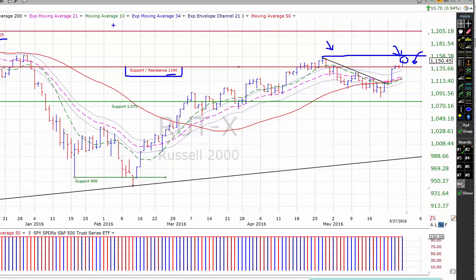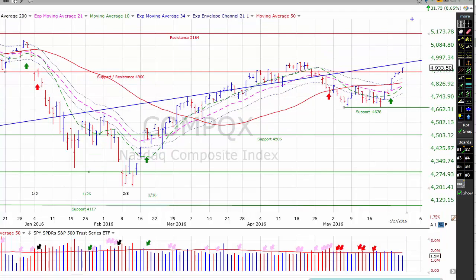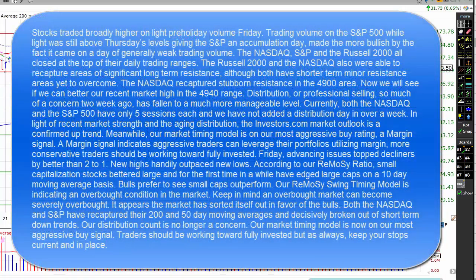Let's take a look at the NASDAQ Composite. But before we do that, stocks traded broadly higher on lighter pre-holiday volume Friday. Trading volume on the S&P 500, while light, was still above Thursday's levels, giving the S&P an accumulation day, made the more bullish by the fact that it came on a day of generally weak trading volume.